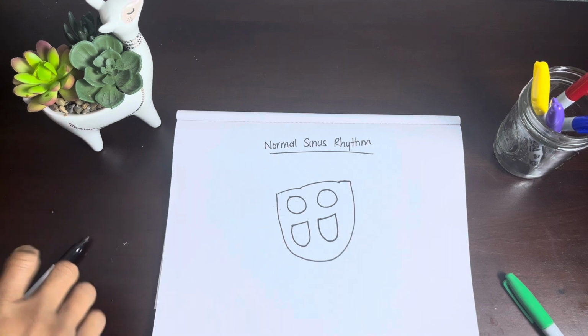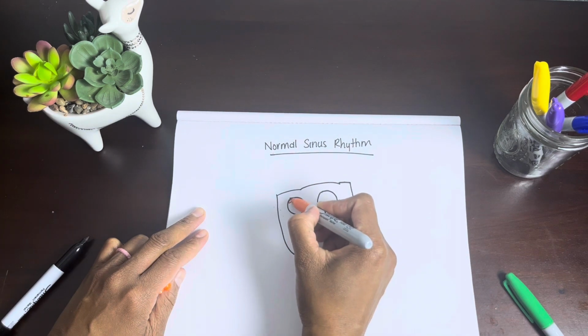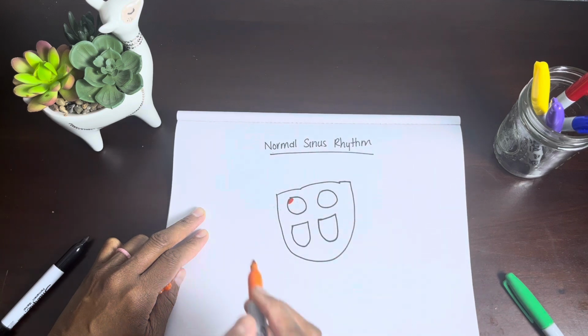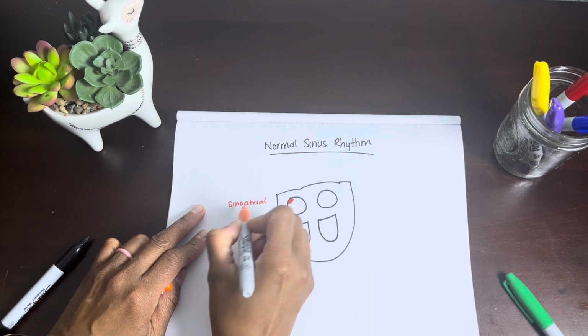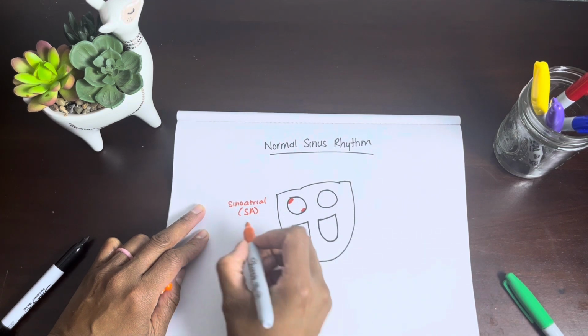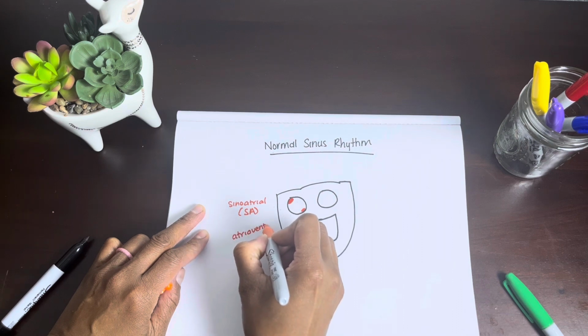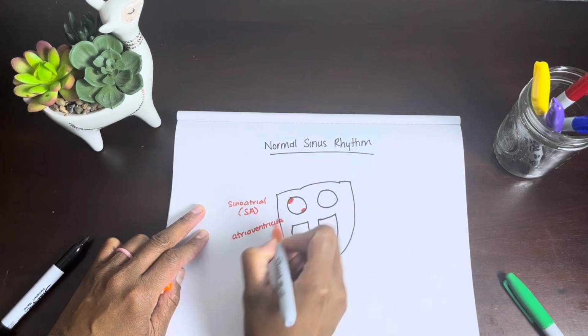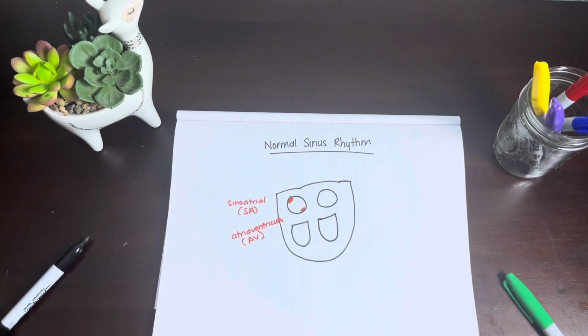For conduction, we're going to have to include two additional parts to our heart, and that's going to be our sinoatrial node up here. So sinoatrial, also referred to as the SA node, and down here our atrioventricular node, also known as our AV node. Okay.